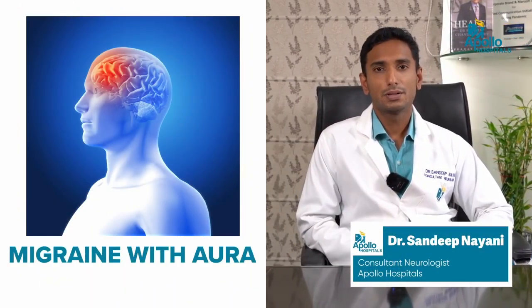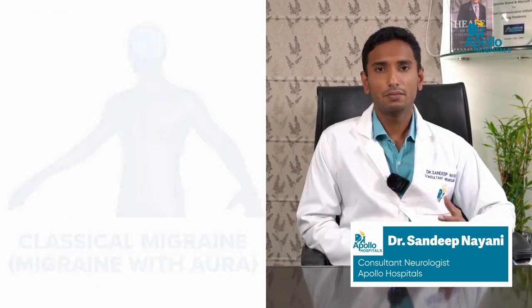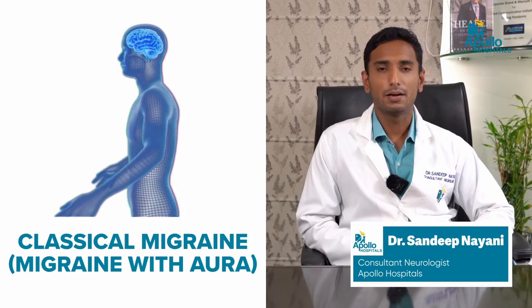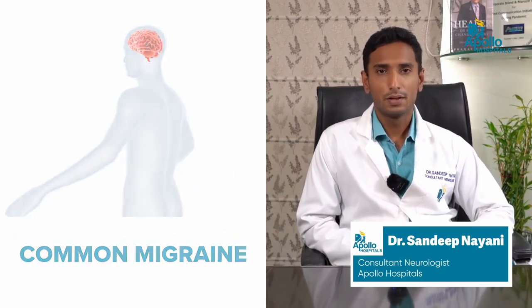So migraine can be classified into two broad, common types. One type is migraine with aura and the other type is migraine without aura. Migraine with aura is also called classical migraine, whereas migraine without aura is called common migraine. About 20% of migraine patients may experience aura, whereas in the other 80% there may be no aura that is seen. What are the four stages of migraine?